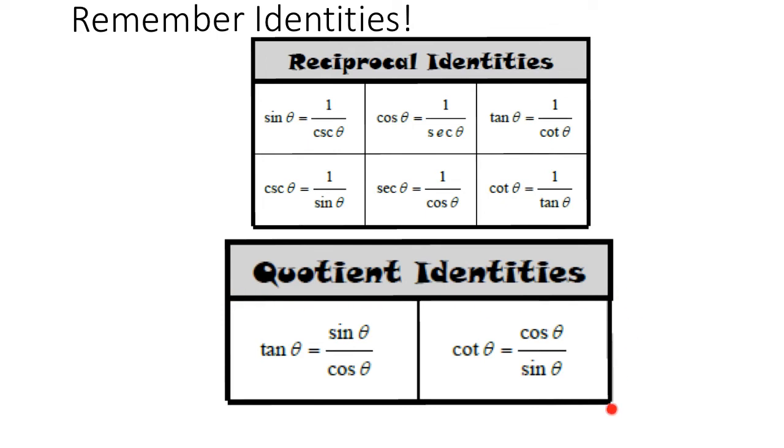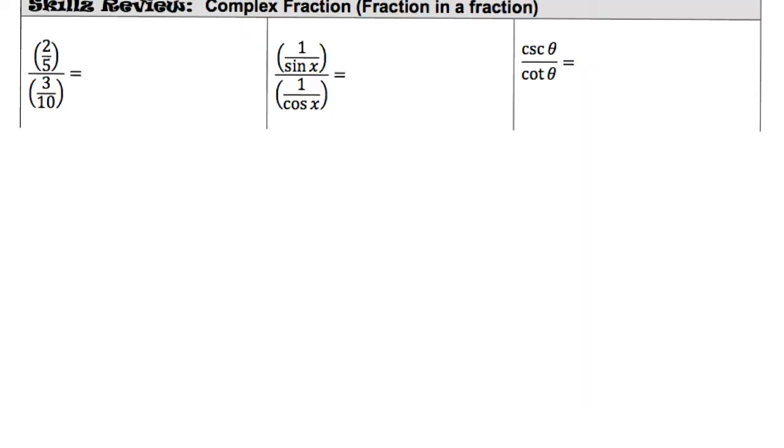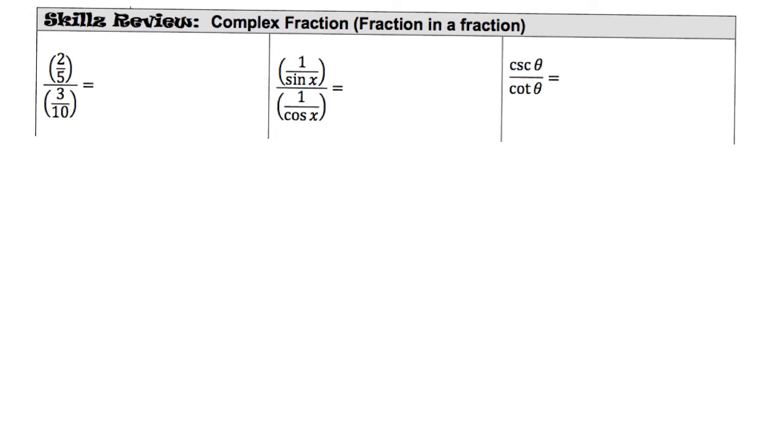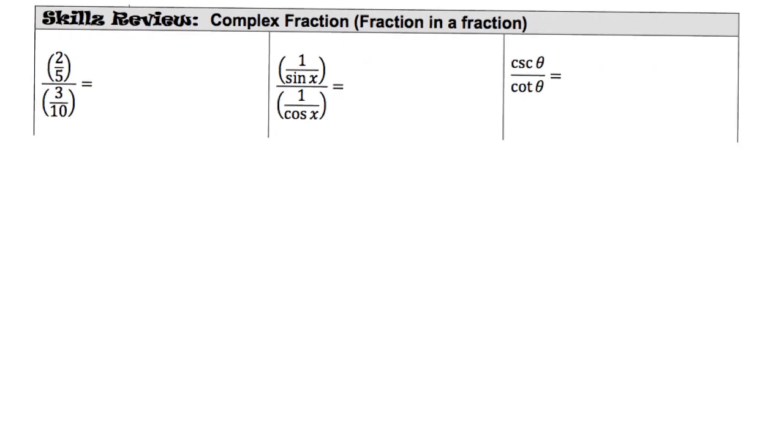And the quotient identities say that tangent of theta is equal to sine of theta over cosine of theta. Cotangent of theta is equal to cosine of theta over sine of theta. These are going to be really important, and you're going to want to have these memorized. The reason why you're going to want to have these memorized, especially reciprocal and quotient, is they're going to show up a lot of times in simplifying anytime you're dividing by fractions.